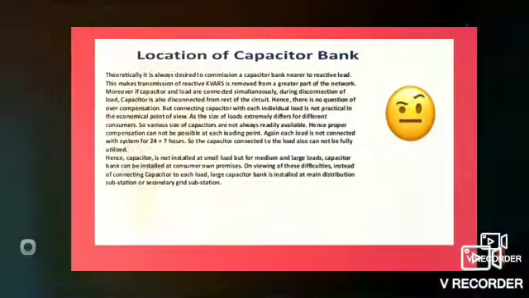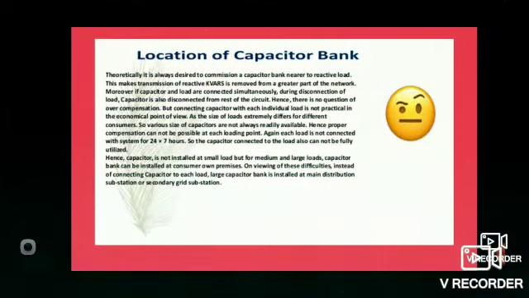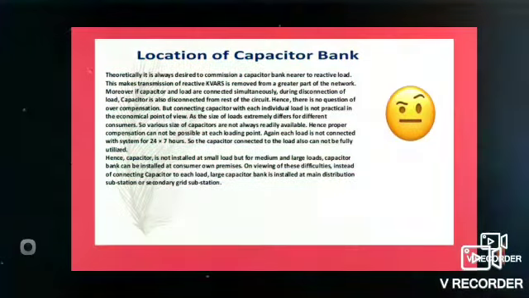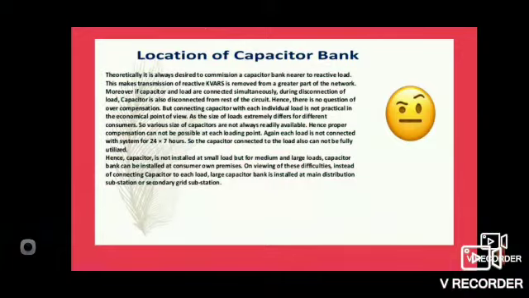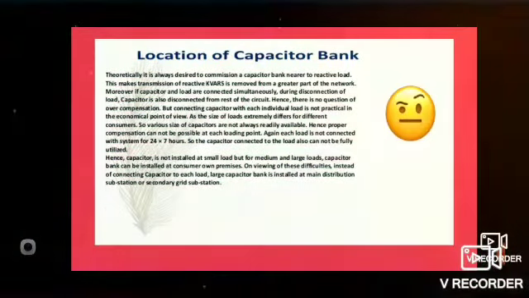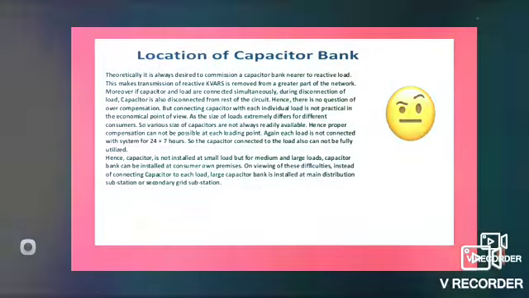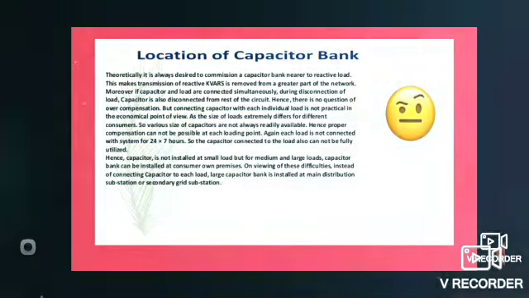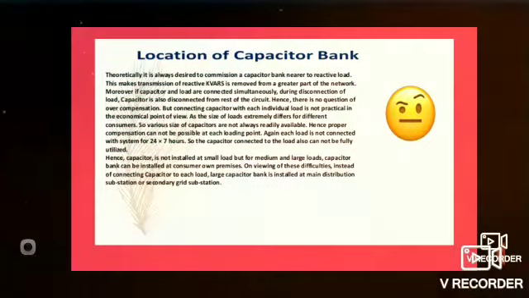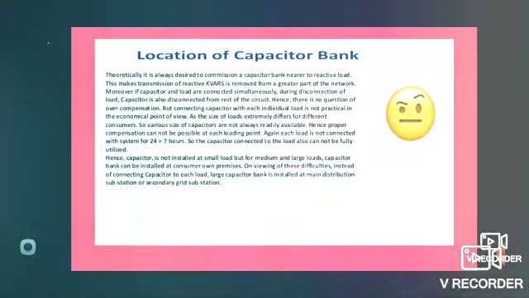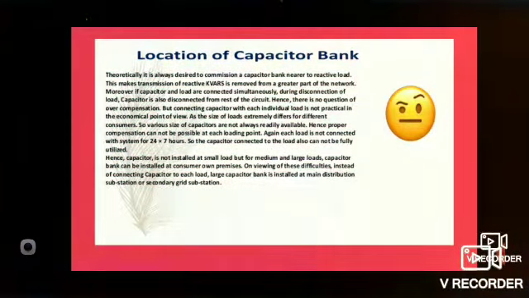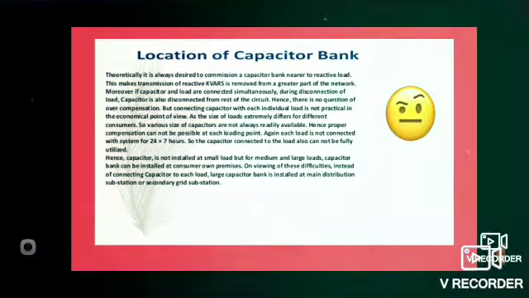Then, location of capacitor bank. Theoretically, it is always desired to commission a capacitor bank nearer to the reactive load. This keeps the transmission of reactive kVARs away from the greater part of the network. Moreover, if capacitor and load are connected together, during disconnection of the load, the capacitor is also disconnected from the rest of the circuit. Hence, there is no question of over-compensation.